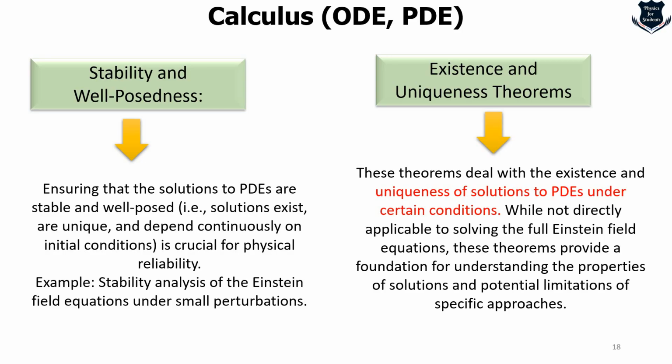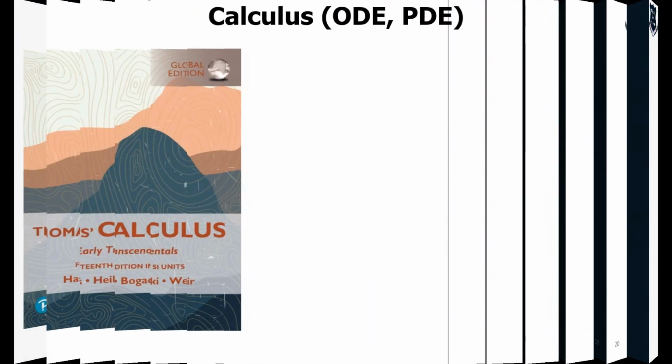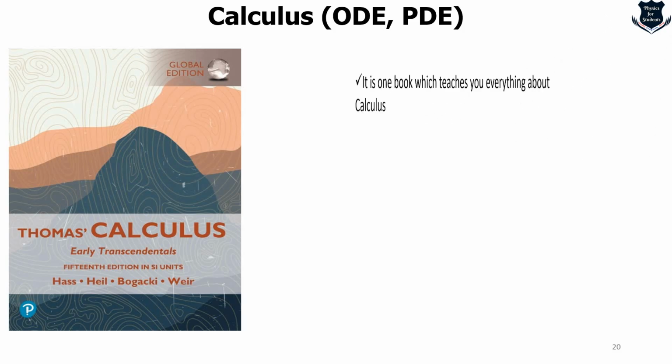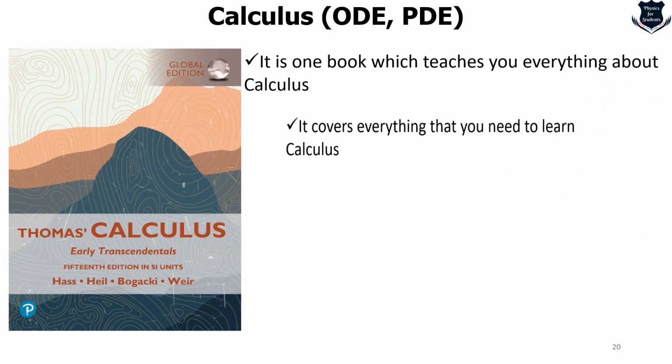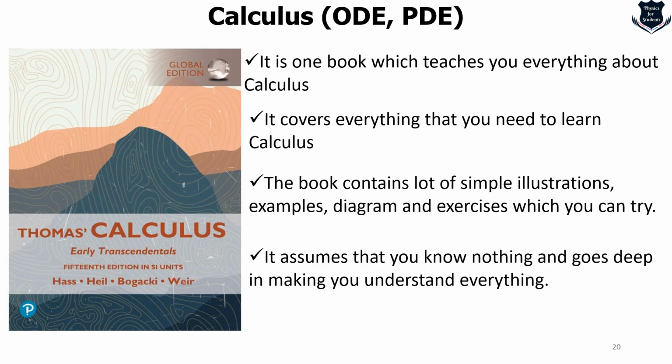Now when you talk of partial differential equations, the next question which comes to your mind is how am I going to learn. So here are some of the books on calculus which are going to help you tremendously. There are many books. However, I would like to start first with this book, which is called Thomas Calculus. It is a roundabout 1,000 pages book, but it is good. It is very extensive. So here is a quick review of the book. It is one book that teaches you everything. You really don't need to go anywhere else.